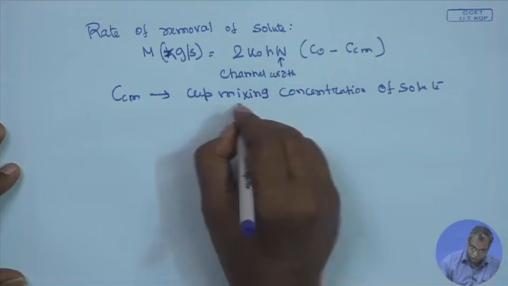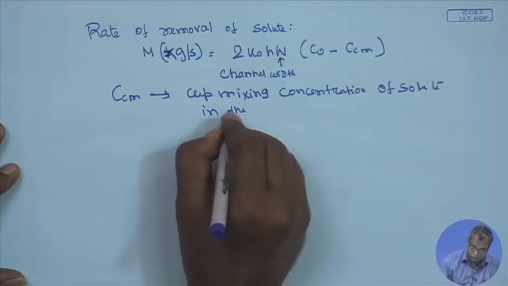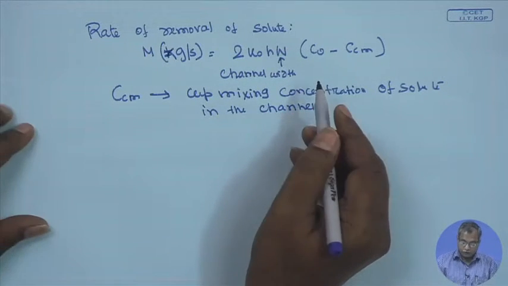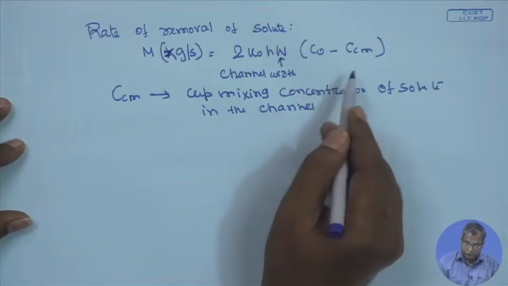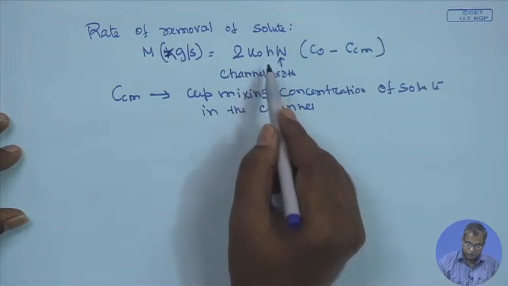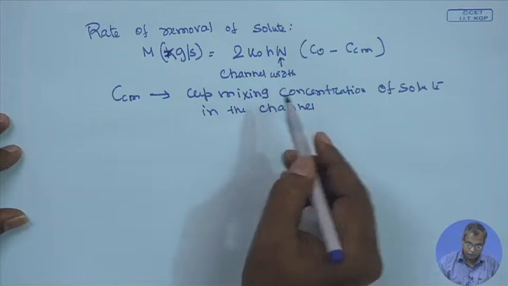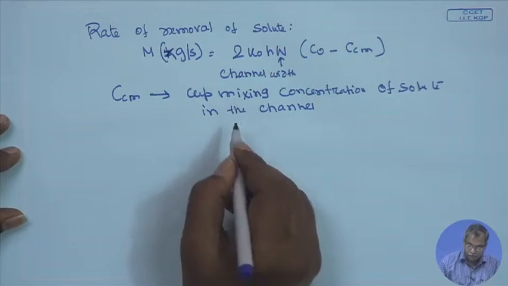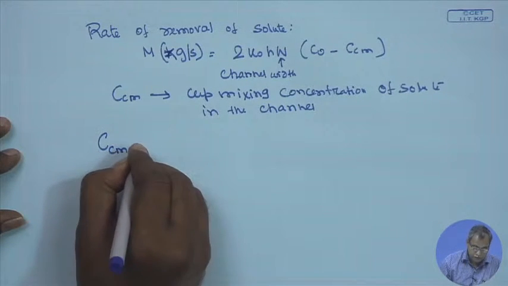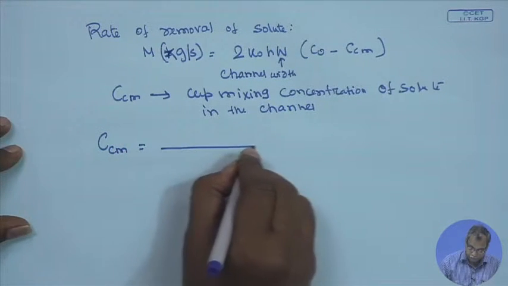Of solute in the channel. Okay. So, C naught is the feed concentration, h is the half height, 2h is the total height, u0 is the velocity, w is the width. So, we can now next we will be finding out what is the cup mixing concentration. Cup mixing concentration is given by this expression.